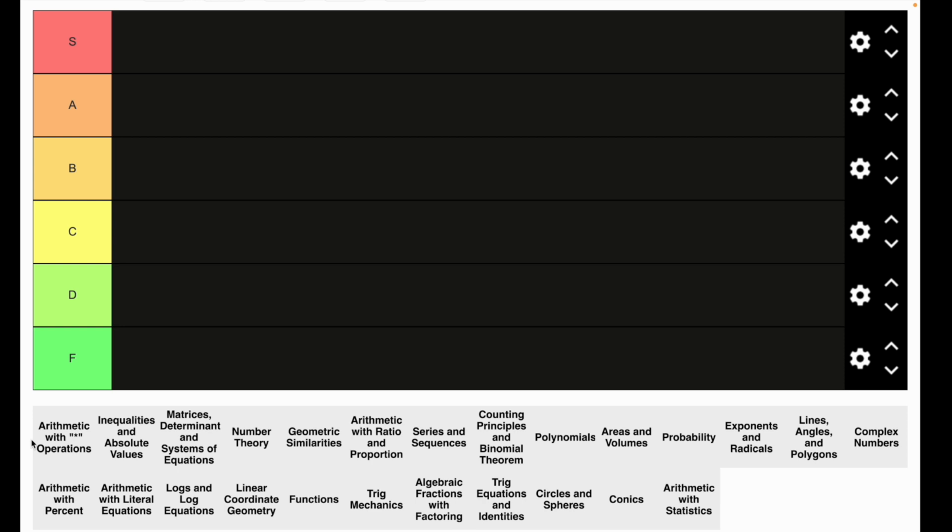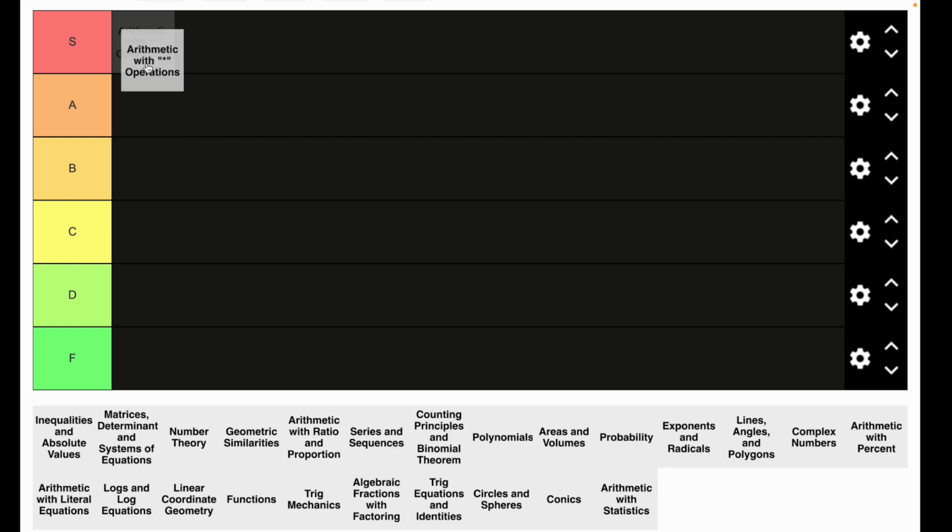So arithmetic with star operations. Right out of the gate, this is one of my favorites. Arithmetic with star operations, all you need to know is substitution, being able to substitute things in. And right out of the gate, I'm going to put this in S tier.